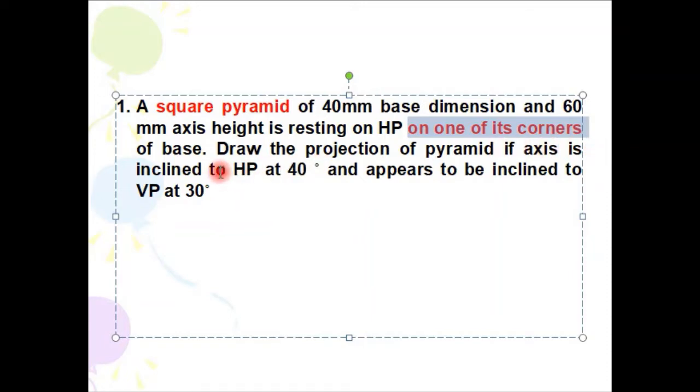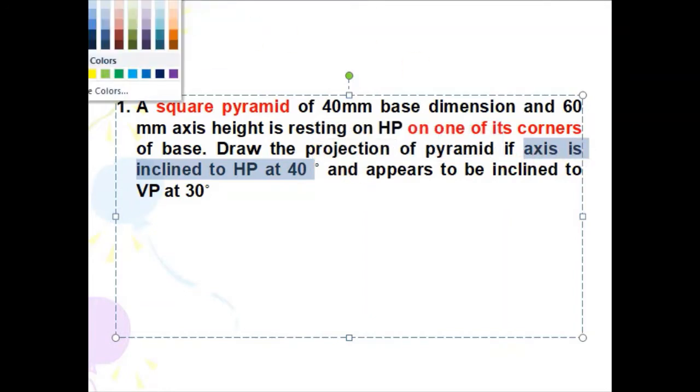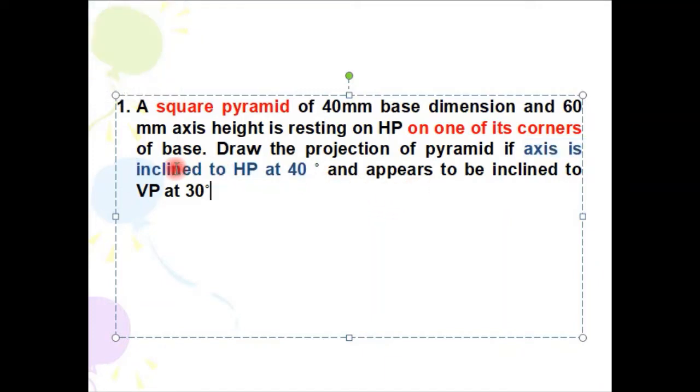In the second step, always we have to consider the axis inclination with respect to HP. Here in this problem it is given that the axis is making 40 degrees with respect to HP. So in the second step we consider this axis inclination with respect to HP, and in the third and final step, we have to consider the inclination with respect to VP. It can be axis inclination or resting side inclination. In this problem it is given that the axis appears to be inclined to VP at 30 degrees. So in the final step we have to rotate the axis by 30 degrees.